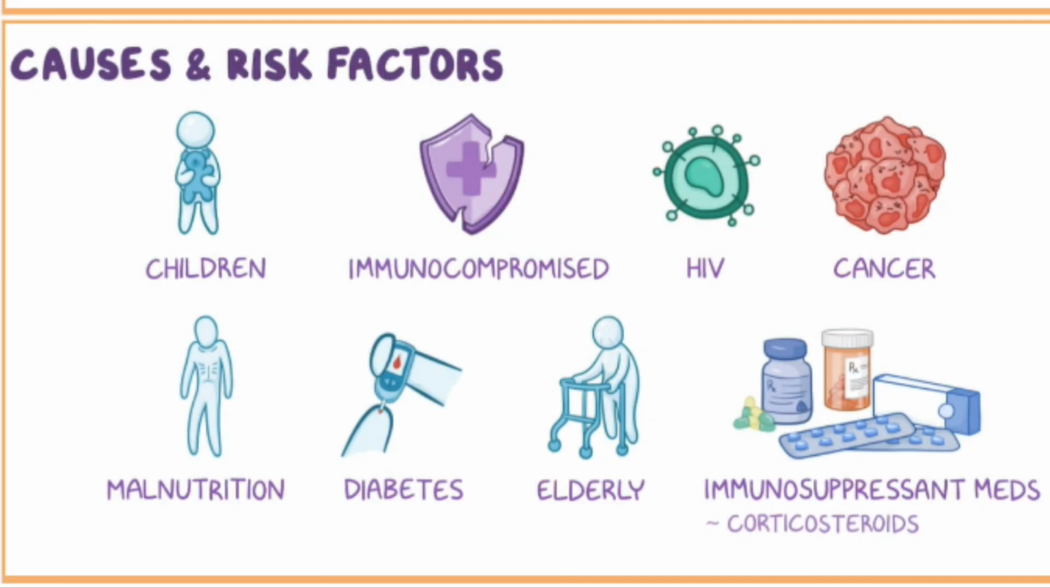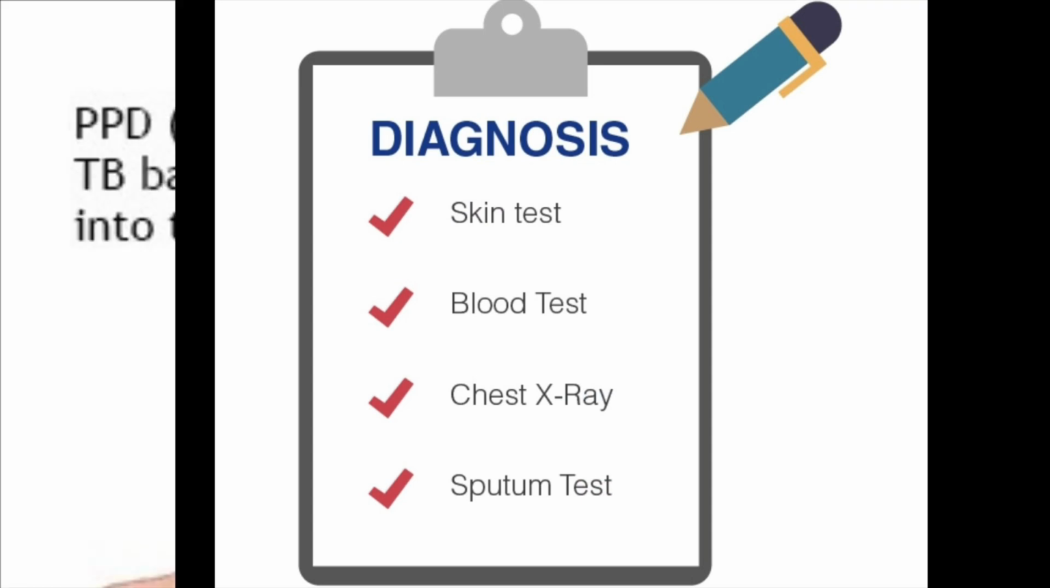Additionally, individuals with compromised immune systems, including those with HIV, patients undergoing chemotherapy, or transplant recipients, are more vulnerable to developing active TB. Even those with previous exposure to TB may have a latent infection that reactivates if their immune defenses weaken. Now let's cover the methods used to diagnose TB.